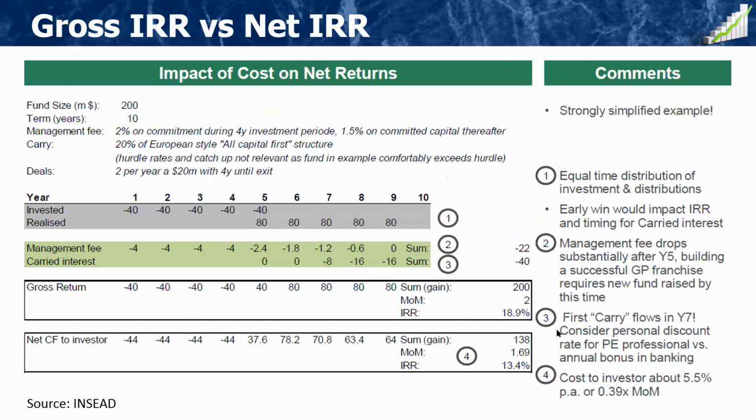And this is how we should look at the cost of our net returns. So the situation is simple. We have the fund size with the standard term. We have the fee schedule. All right, we pay on commitment during the first 4 years, which is the investment period, and then the management fee is less.